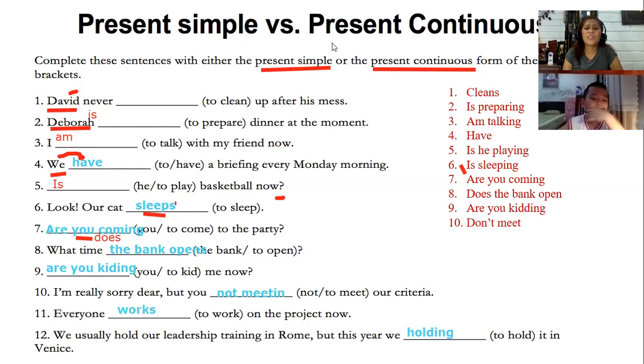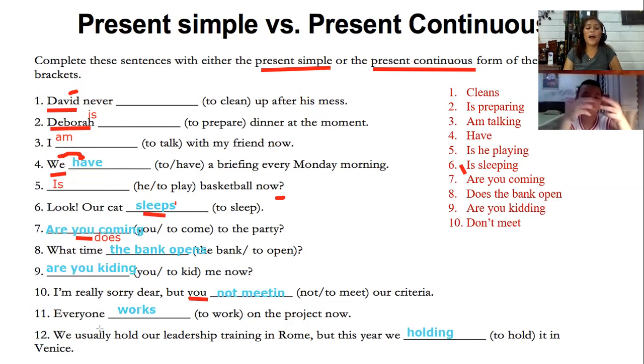Okay, you might say, teacher, why it's don't? Okay, here, look at this one. You again, you can use are or you can use do. Do is plural. But here, not. See, you don't meet or you do not meet our criteria. That's the answer. You use do because you is the subject here, but you don't meet our criteria.